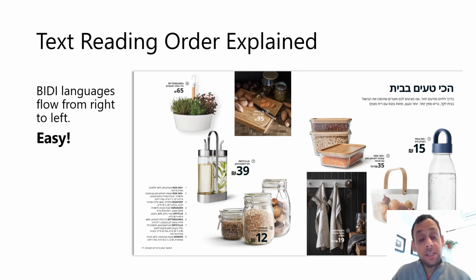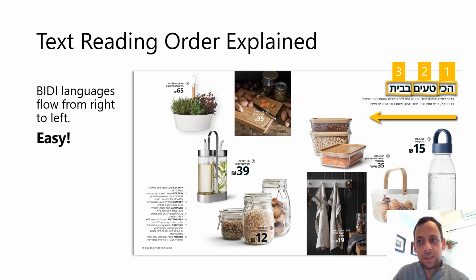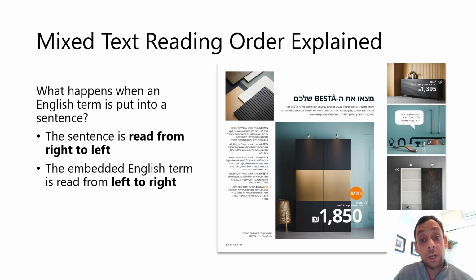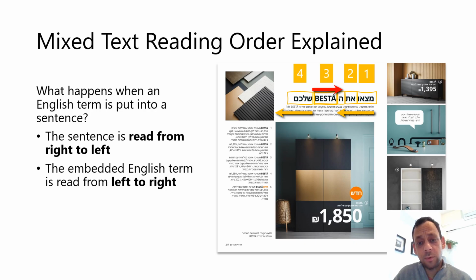So let's start off with the basics. BIDI languages flow from right to left. That's pretty easy and simple. So one of the most common scenarios is for an English term to be embedded inside a Hebrew sentence, for example. And so what happens here is that the reader is going to be reading from right to left, and then when they reach the English word, or in this case I think it's Swedish because this is the IKEA catalog, they're going to be reading the word besta from left to right. And then when they're done reading that word, they're going to just continue reading from right to left.